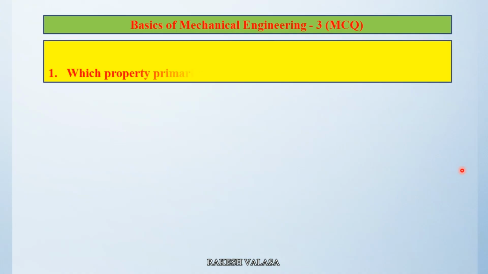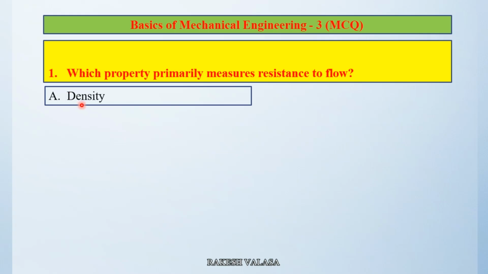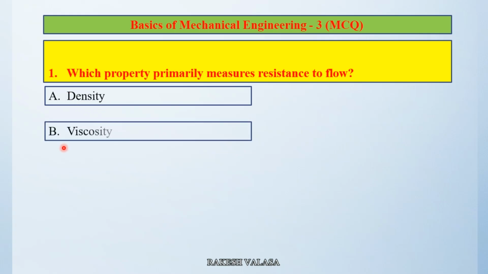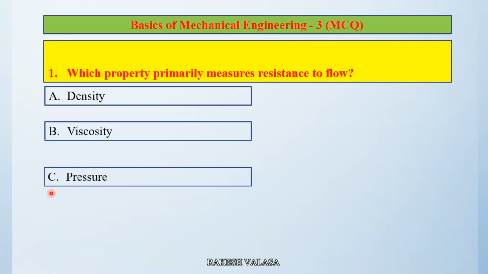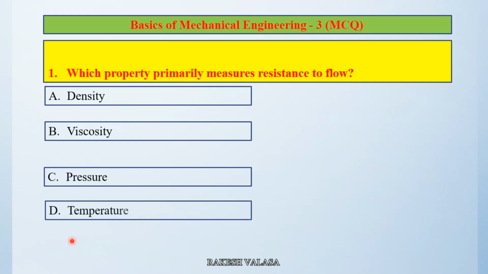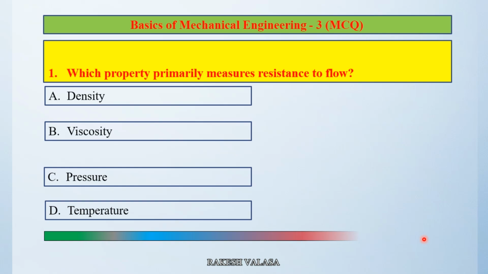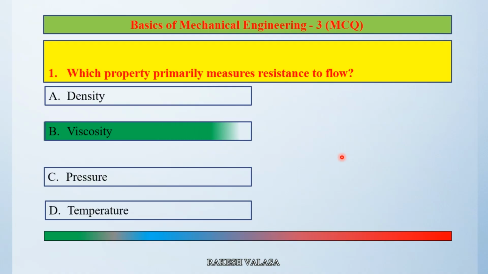Question number 1. Which property primarily measures resistance to flow? Option A density, option B viscosity, option C pressure, option D temperature. The correct answer is option B viscosity. Let us see the explanation.